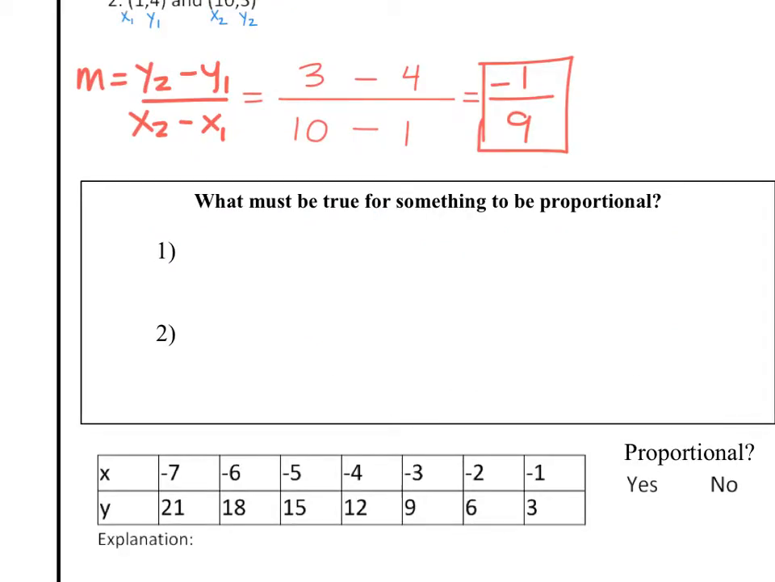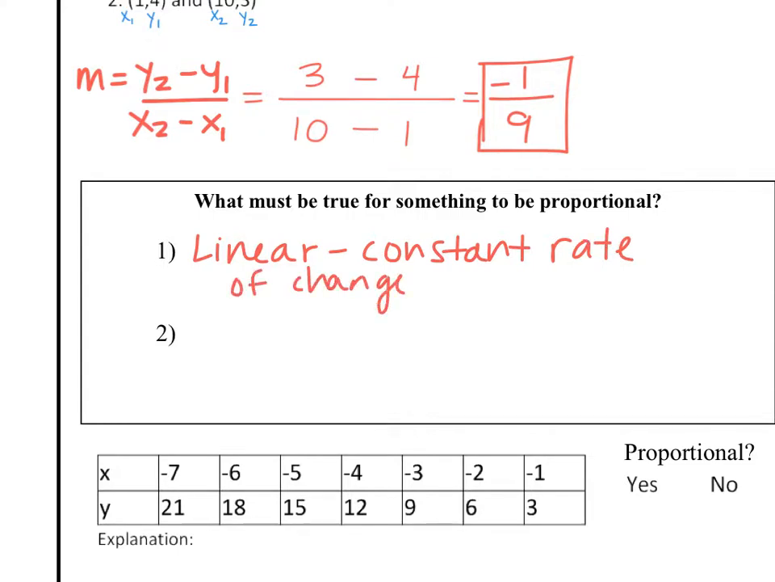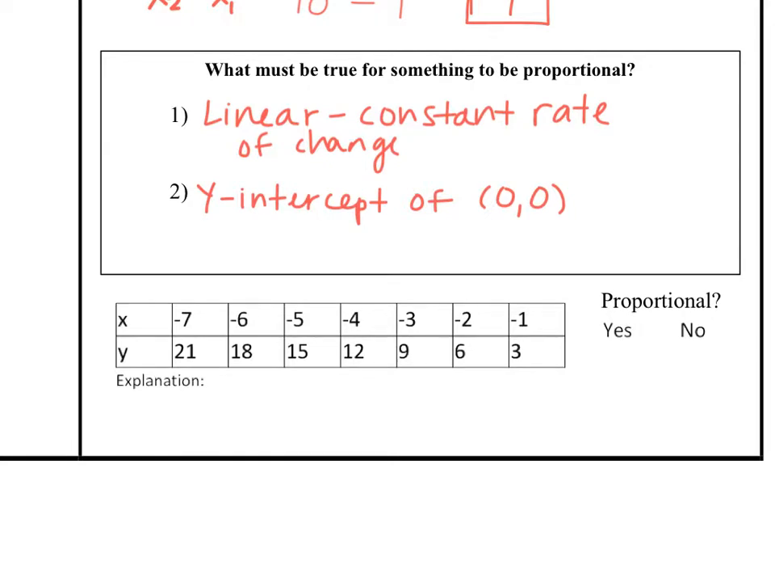We know that something is proportional if it's linear, which means it has a constant rate of change. And it has a y-intercept of 0, 0. Y-intercept or starting point. If we're talking about something being proportional, we have to explain both of those things. This next example asks us if it's proportional, yes or no, and we have to explain.